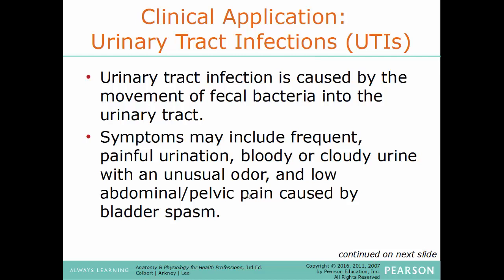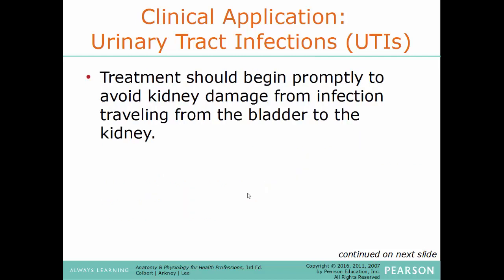We'll talk about another clinical application, UTIs, urinary tract infections. These are caused by the movement of fecal bacteria into the urinary tract. The symptoms of this could include frequent and painful urination, bloody or cloudy urine with an unusual odor, and having low abdominal or pelvic pain caused by a bladder spasm. Now, treatment should begin promptly to avoid any further kidney damage, and also to prevent the infection from traveling from the bladder to the kidney.